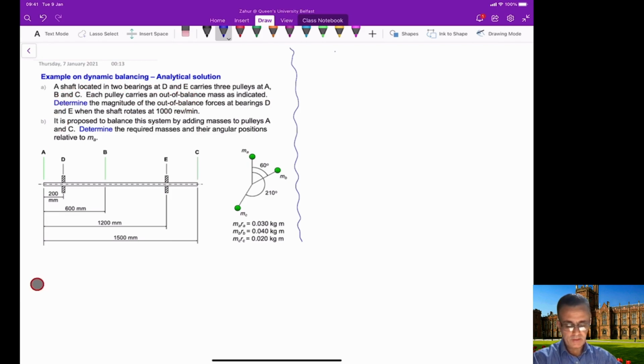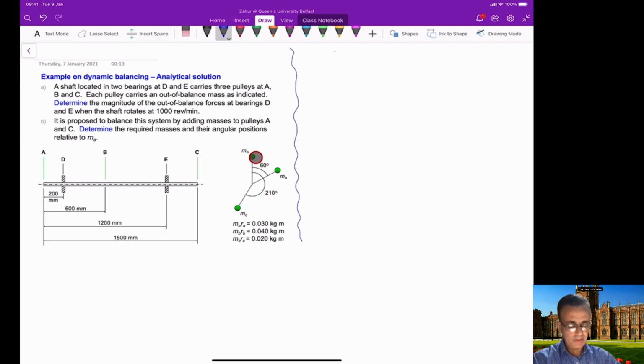So as you can see in this figure here, a shaft is located in two bearings at D and E. D and E are two bearings, and the shaft carries three pulleys which are attached at location A, location B, and location C. Each pulley carries an out of balance mass as indicated. So these are the out of balance masses in this case.